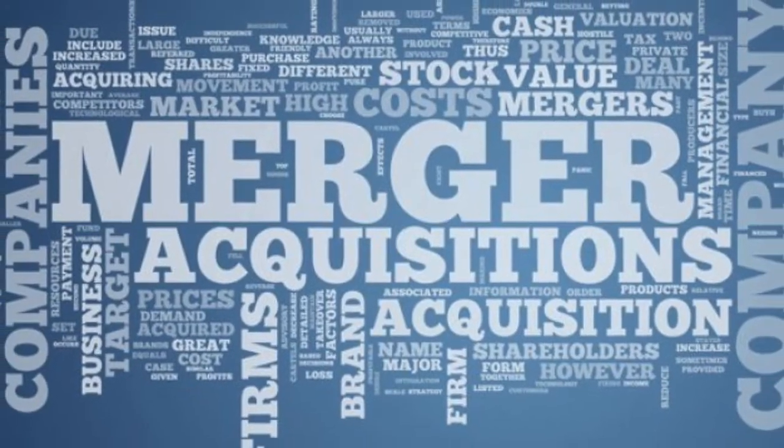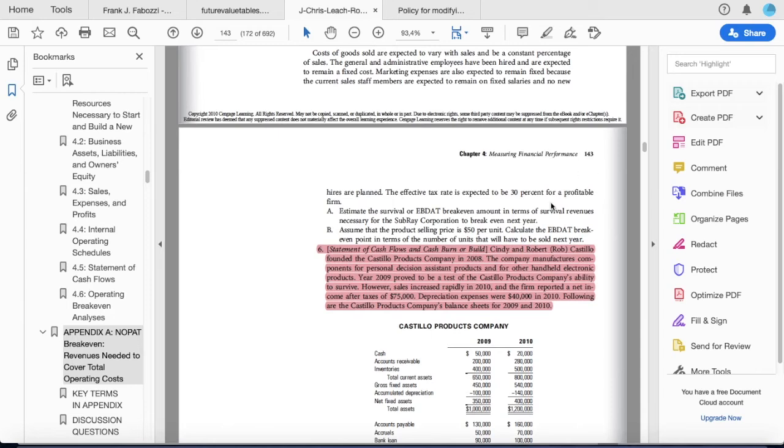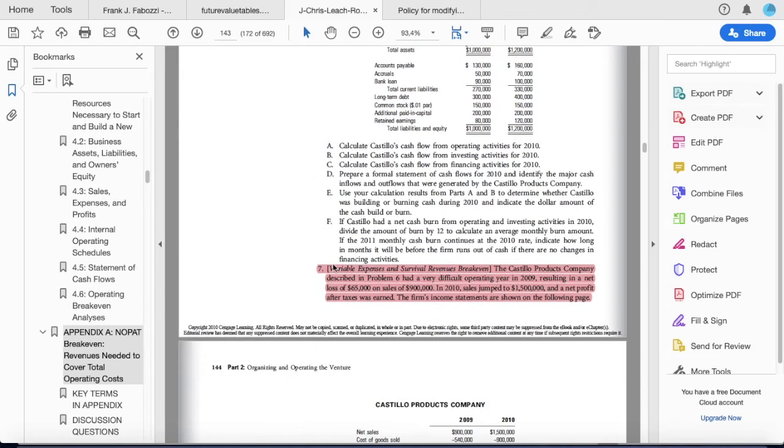The good thing with Excel is that, as we will see later, it will allow you to save a lot of time during the exams, and above all, it will make your calculation safer. So let's start and let's move to the exercise number 7, page 143.